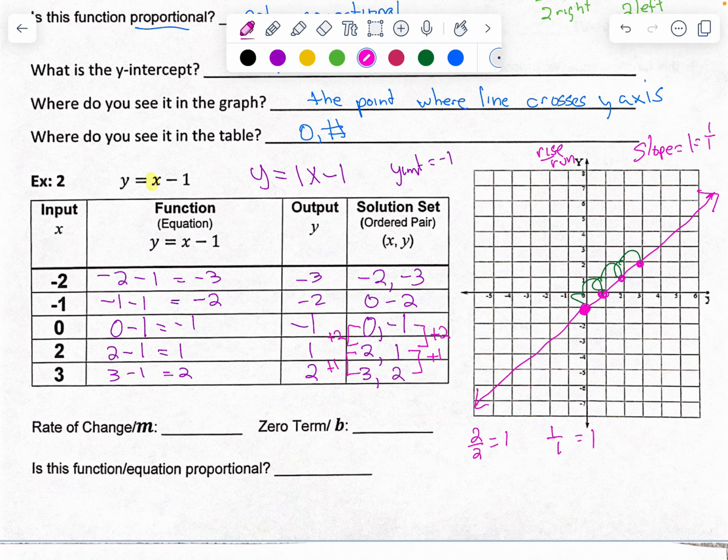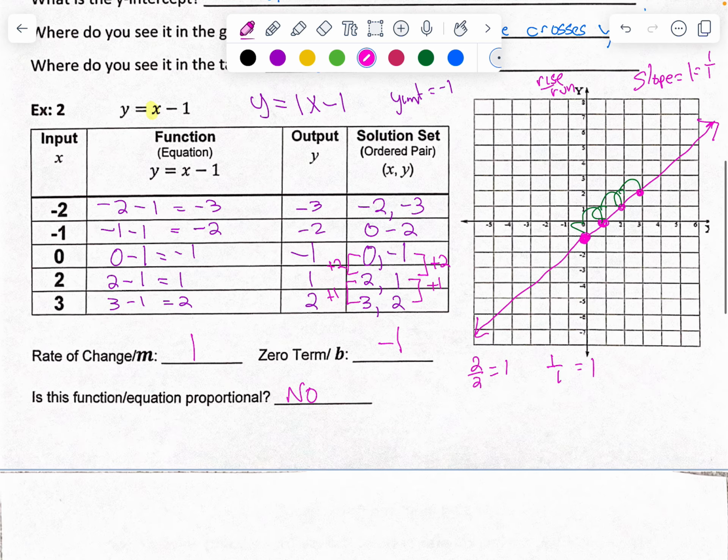Rate of change. Well, I could see it from the table when I did my change of y over change of x. I could also see it from the equation that it's 1. And my 0 term, or my y-intercept, or my b, is -1. Is it proportional? No, because there is adding and subtracting in my equation.